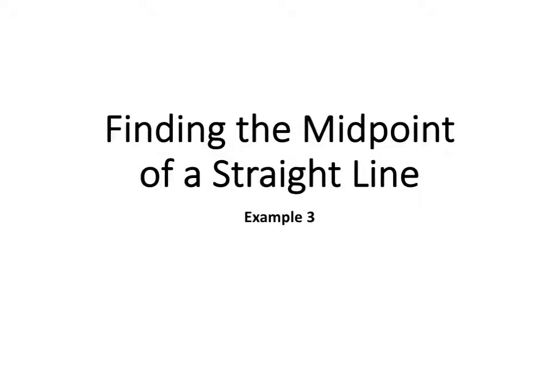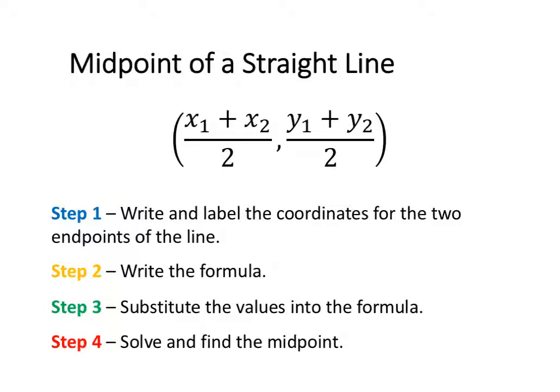In this video, we're going to have a look at how we find the midpoint of a straight linear line. To find the midpoint of a straight line, we use the formula x1 plus x2 divided by 2, and y1 plus y2 divided by 2. And then that will give us a set of coordinates that would be the midpoint of a straight line.